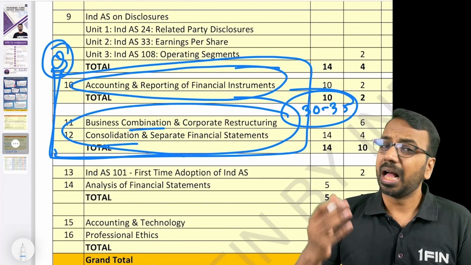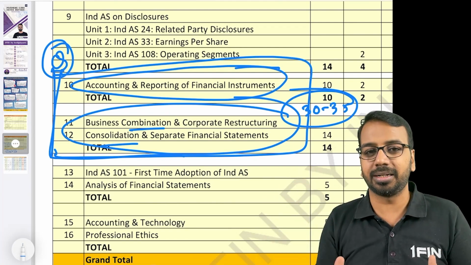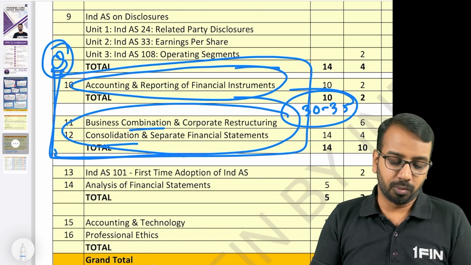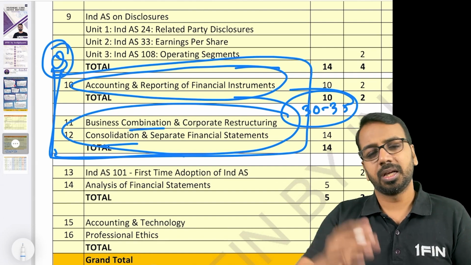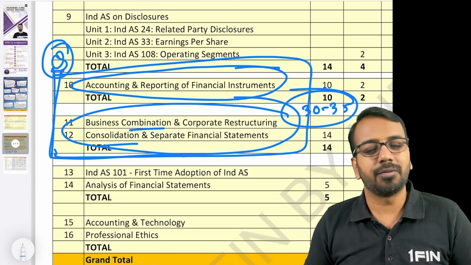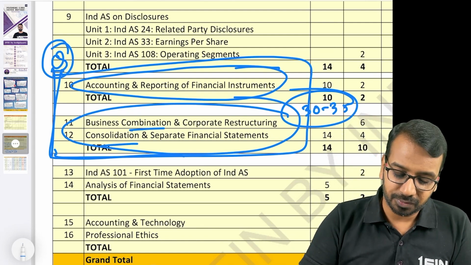Tell me, how many types of adjustments can be given? 15, 16, 20. If you list down 20 adjustments, dividend adjustment, bonus adjustment, inventory adjustment, fair value adjustment, deferred tax adjustment, if you list down all of these, at the most you will get 15 to 20 adjustments. If you know how to handle those 15 to 20 adjustments, this chapter is done.